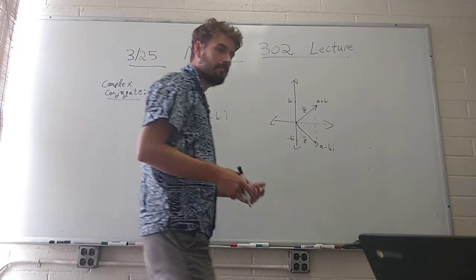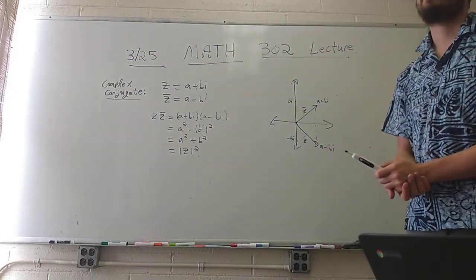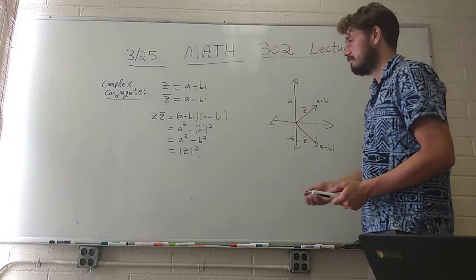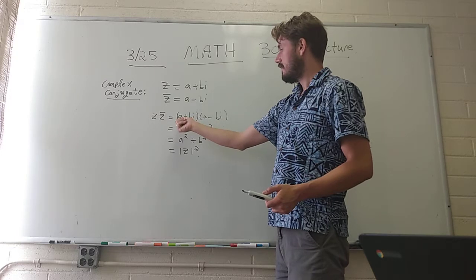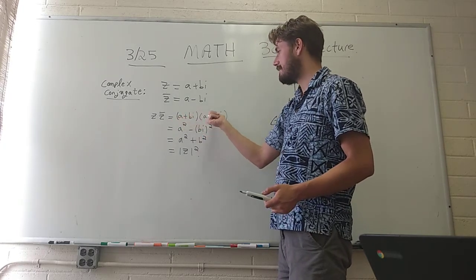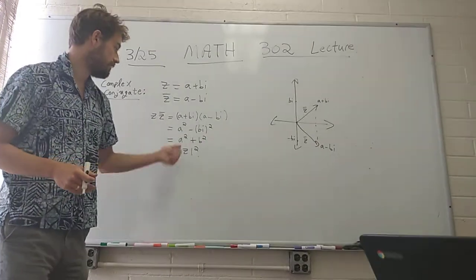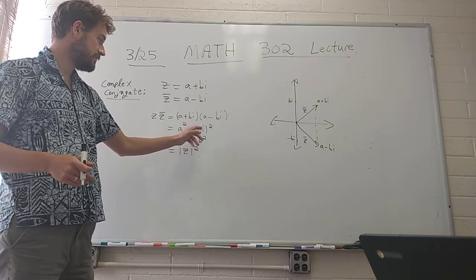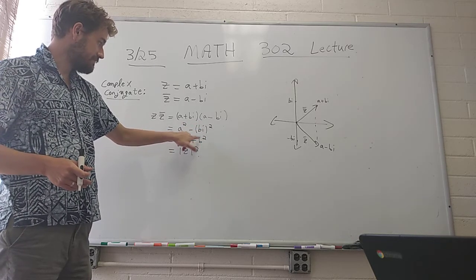Complex numbers, when it comes to arithmetic, obey all the same rules that real numbers do. So in particular, the difference of two squares works the same: a plus bi times a minus bi is the same as a squared minus (bi) squared. So it's a squared minus (bi) squared. Notice, what is this? This is b squared.